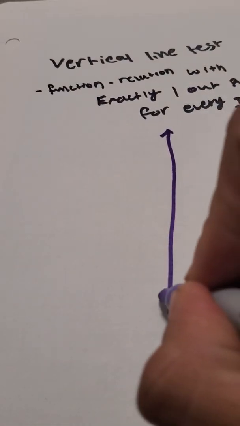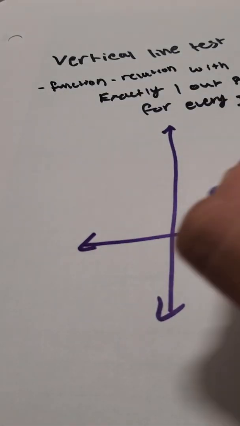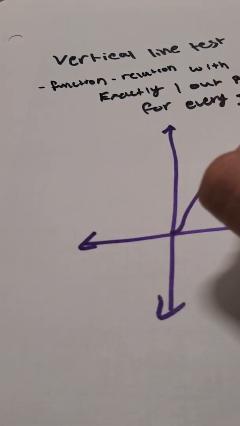It's a relation with exactly one output for every input. Okay, and pretty much the whole idea behind it is, if we take a curve, it doesn't matter the curve.